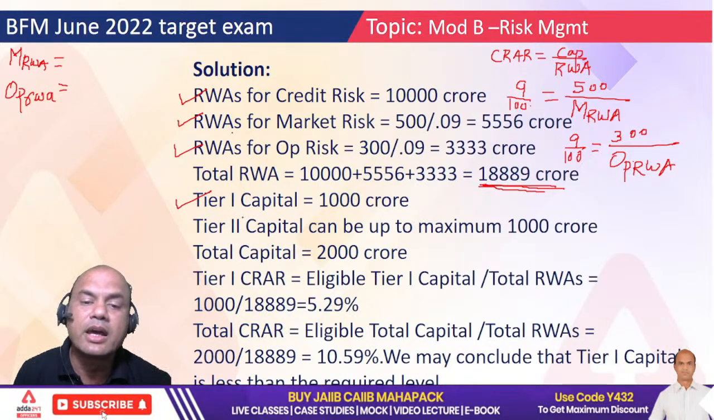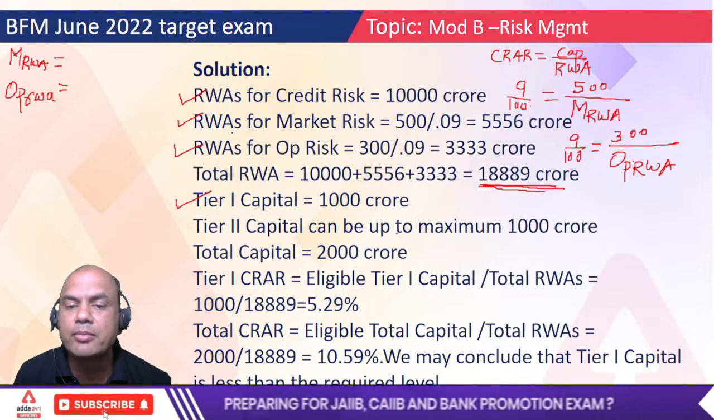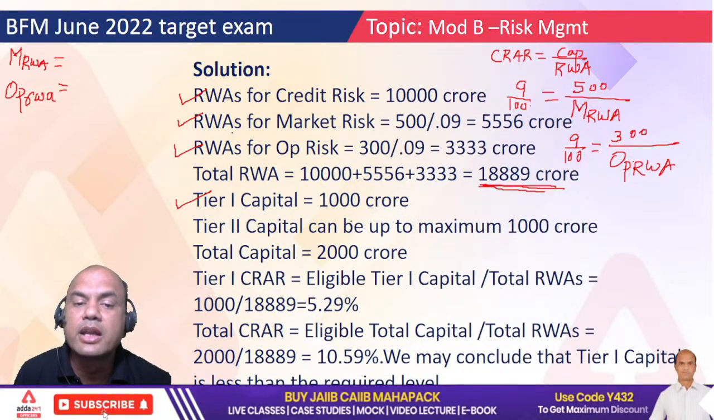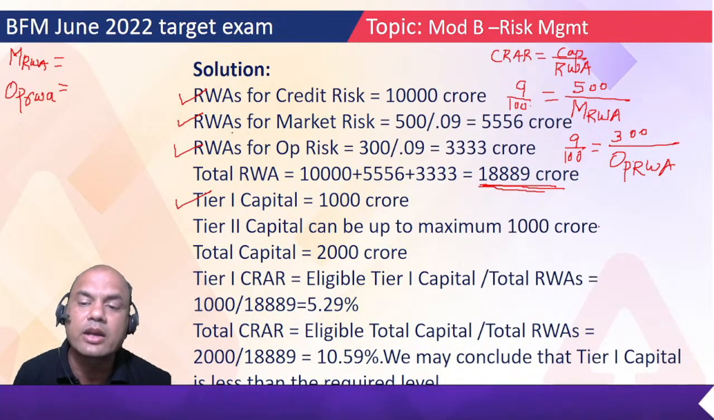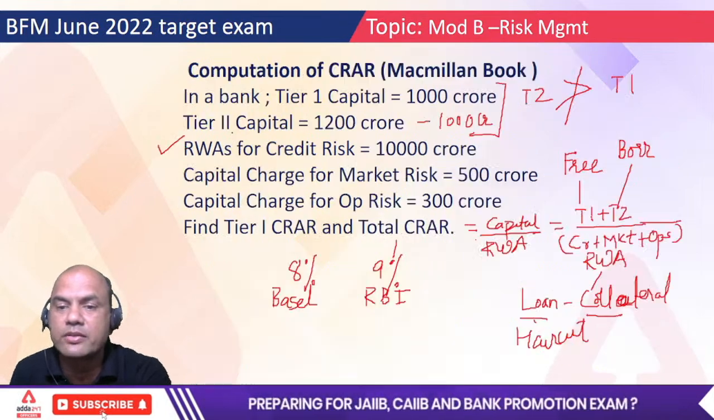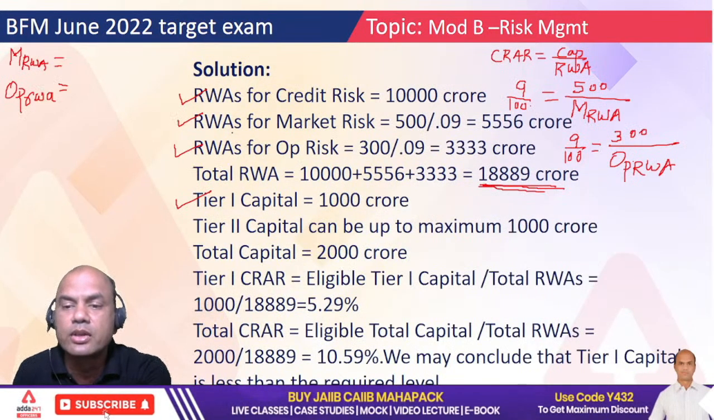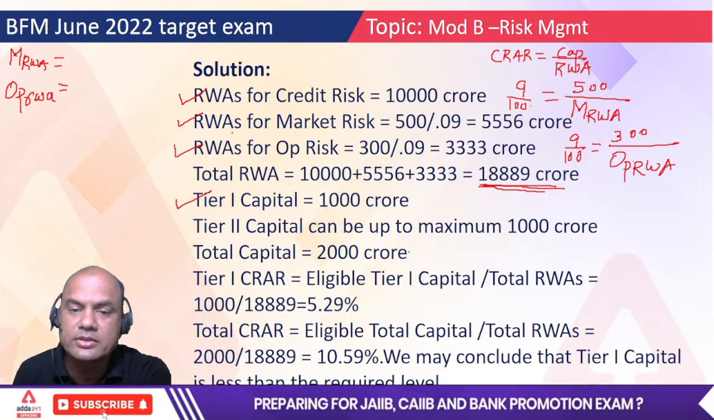Now, tier 2 cannot be more than tier 1. So tier 2 capital can be maximum up to 1000 crores. So what will I do? T2 I'll take as 1000 crores only. I can't take 1200 crores. Even though 1200 is given in the exam, I can't take it. Okay, so I'll take only 1000. So what is my total capital now? T1 plus T2, right? So 1000 plus 1000, 2000 crores.